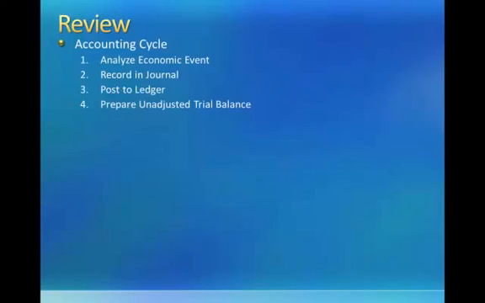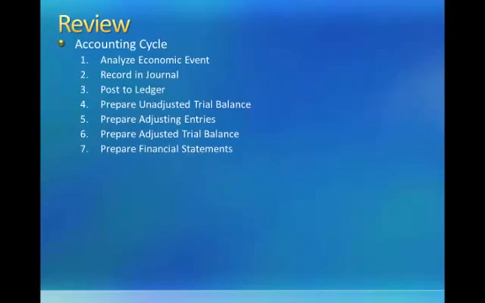If any of these steps are not comfortable to you, you may want to go back and take a look at previous modules. The next thing you do is prepare adjusting entries and then prepare an adjusted trial balance. Adjusting entries are extremely important for the study of accounting, and if this is not completely comfortable to you, you want to go back and review the modules from Unit 4. After you complete your adjusting entries and your adjusted trial balance, then you can prepare the financial statements.